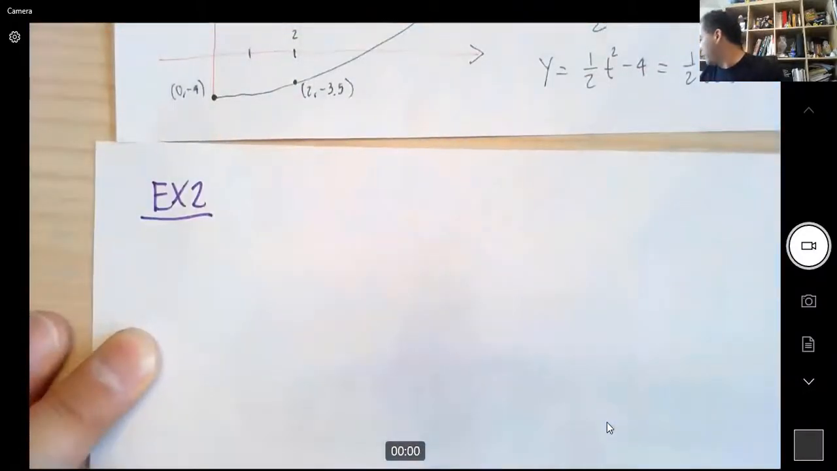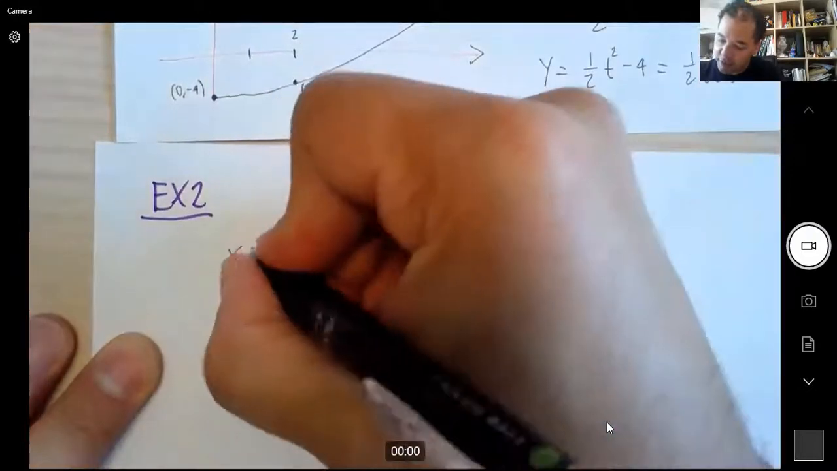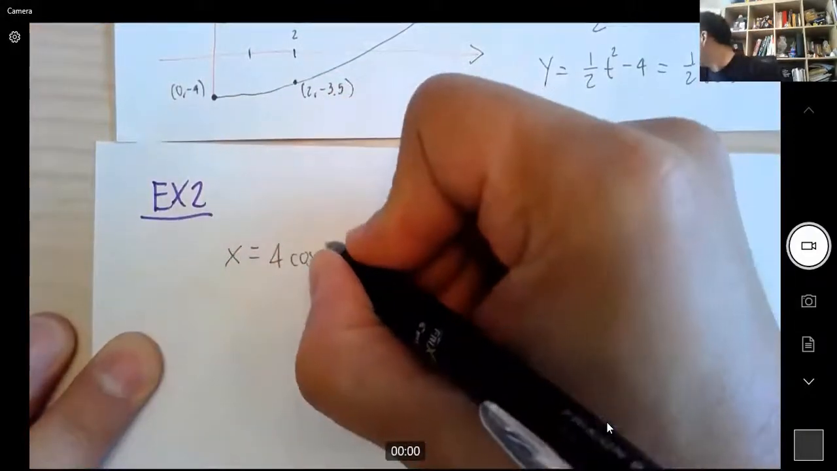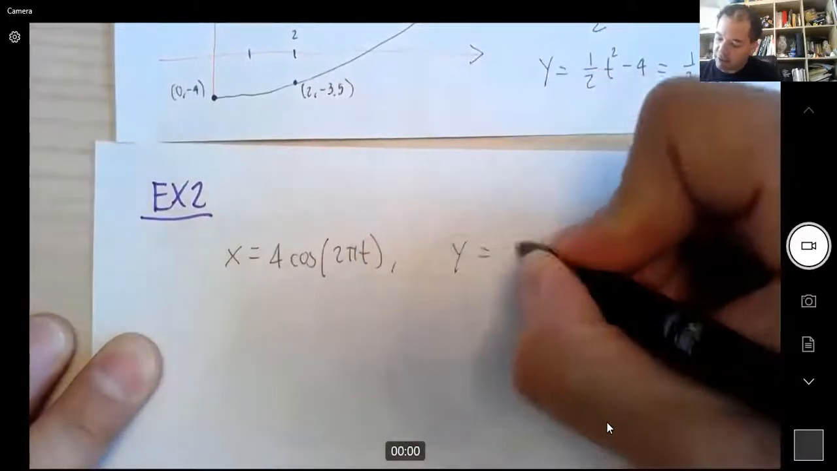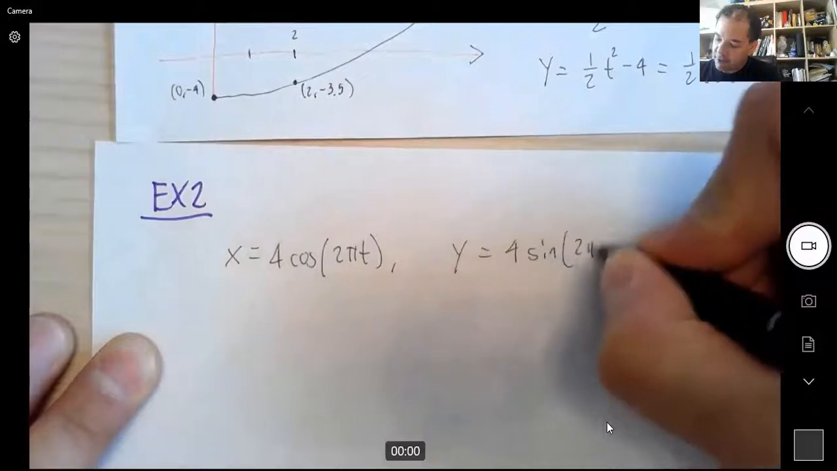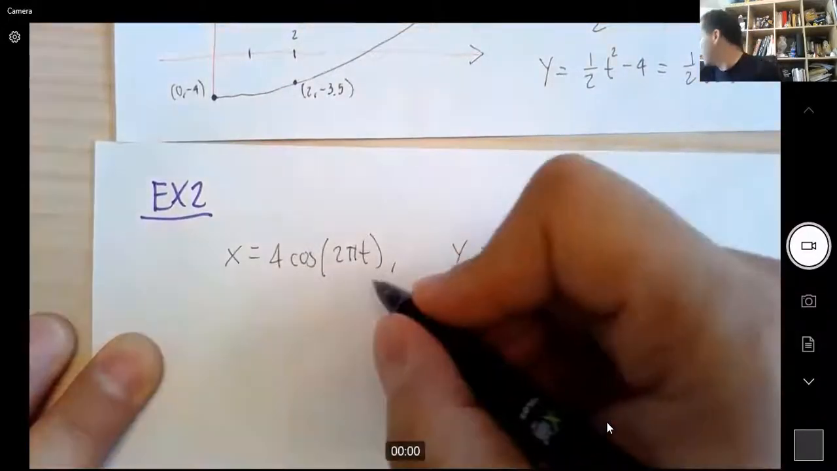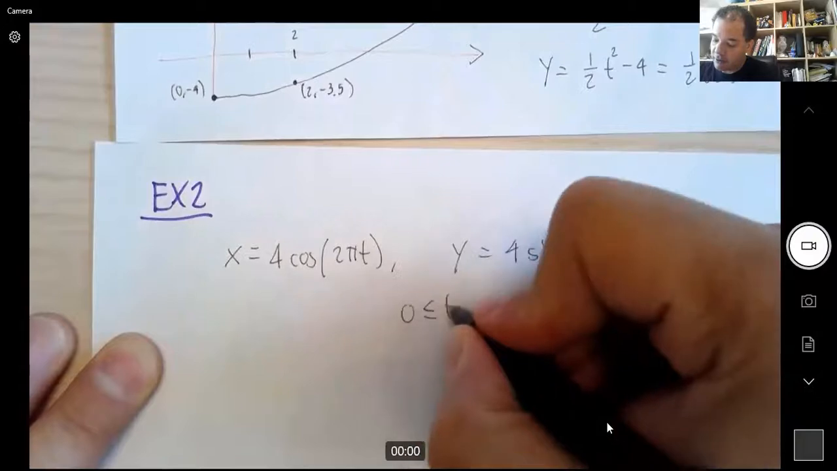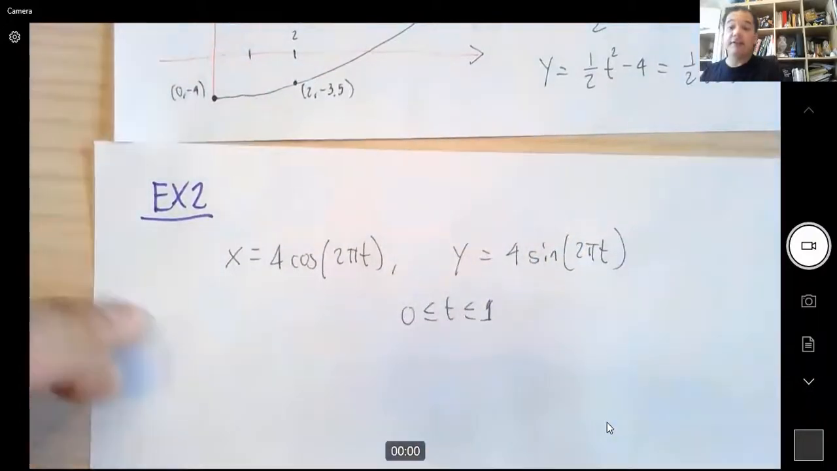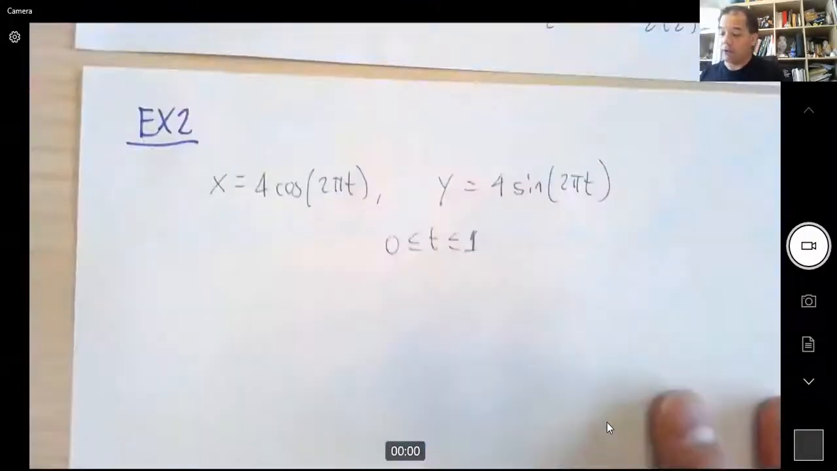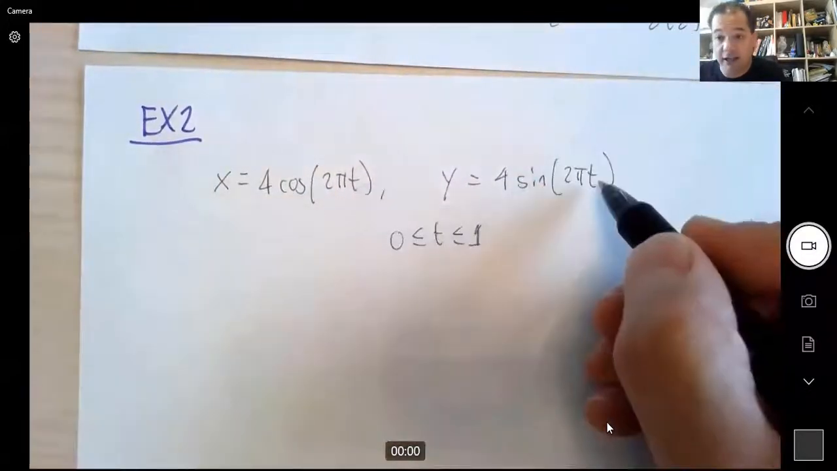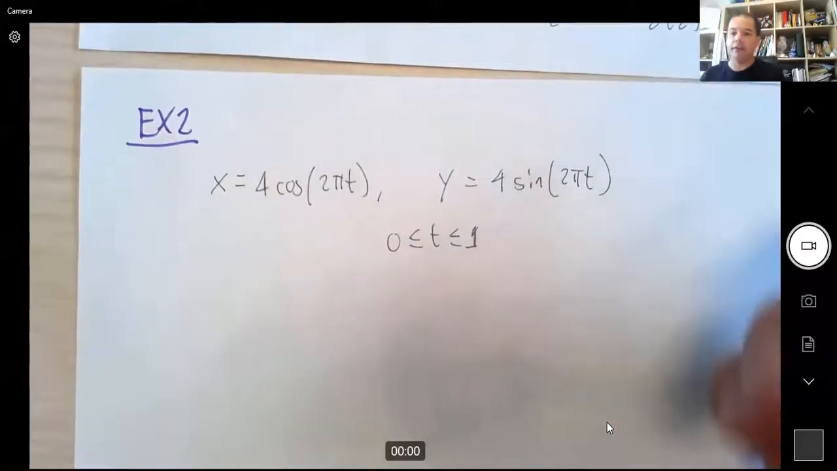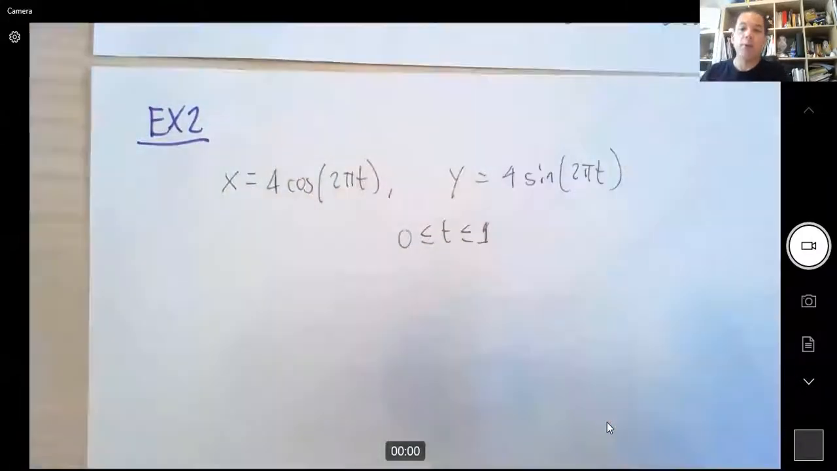We wanted to explore the parametric equations x equals 4 cosine 2 pi t and y equals 4 sine 2 pi times t, where t ranges between 0 and 1. See, this would be one that is hard now to eliminate the parameter, because to eliminate the parameter you would need to solve for t here, right? We can actually do it using inverse sine or inverse cosine, but it won't be a pretty expression.